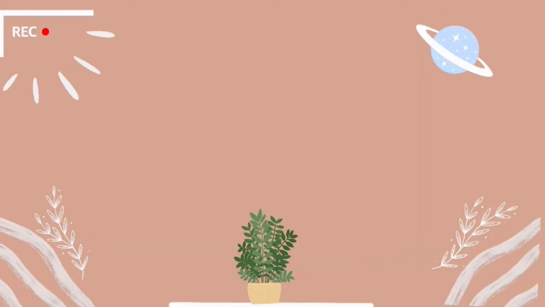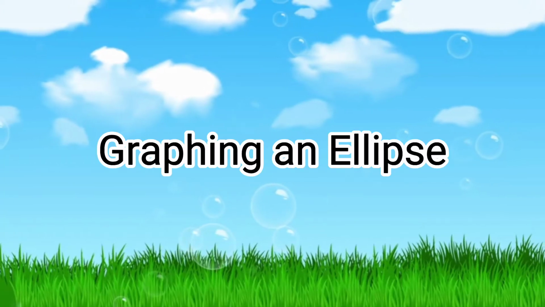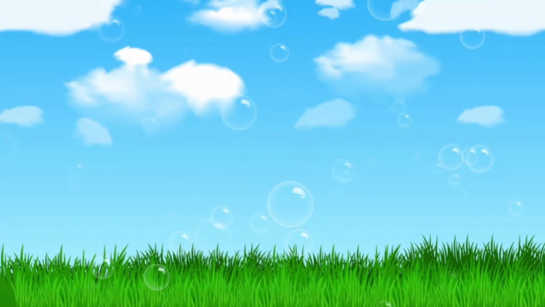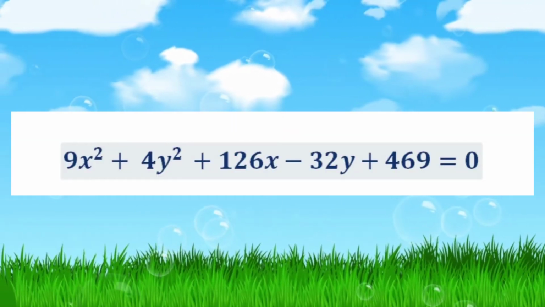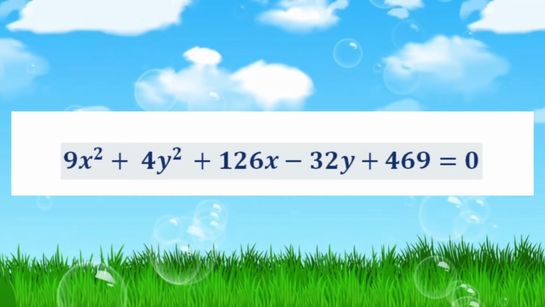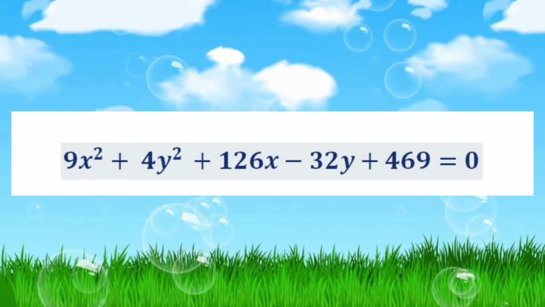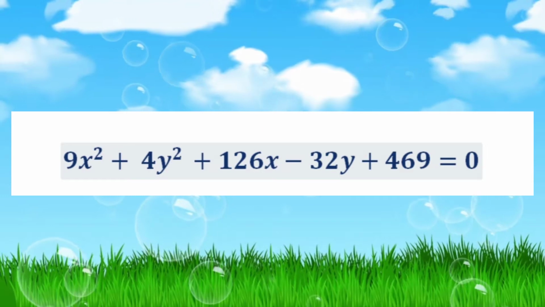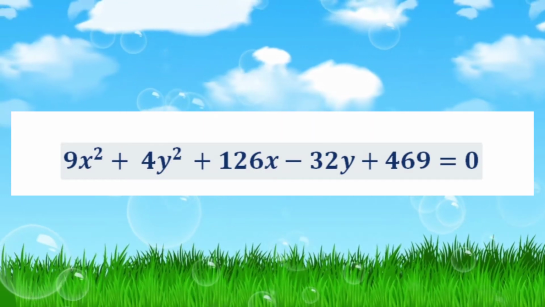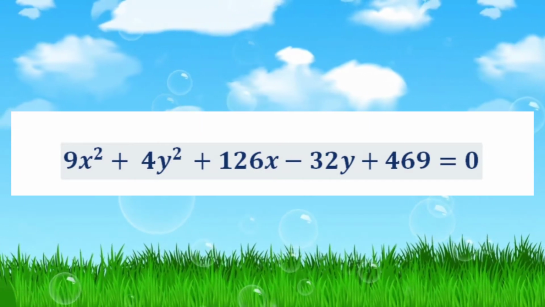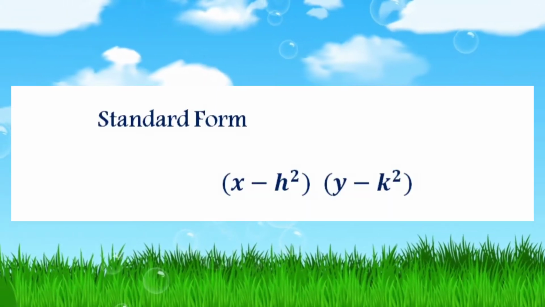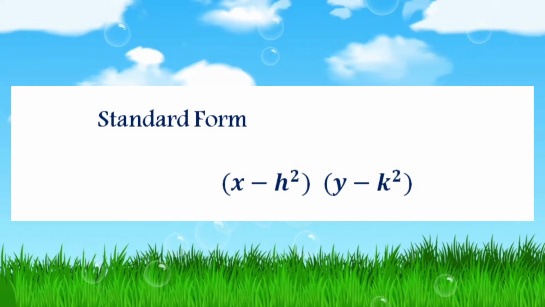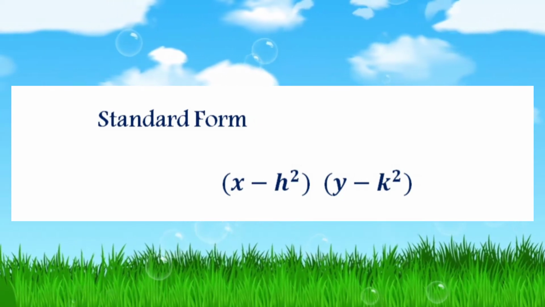Good day everyone. Today we are going to have a class demonstration about how to graph an ellipse. So first we need to have our equation, and it is 9x squared plus 42y squared plus 126x minus 32y plus 469 equals 0. As you can see, this is not in standard form because the standard form is (x minus h) squared and (y minus k) squared.